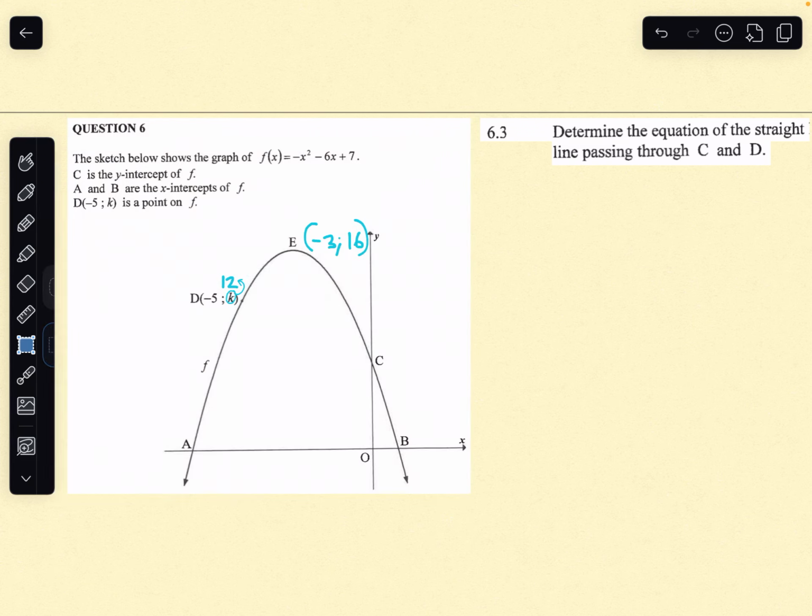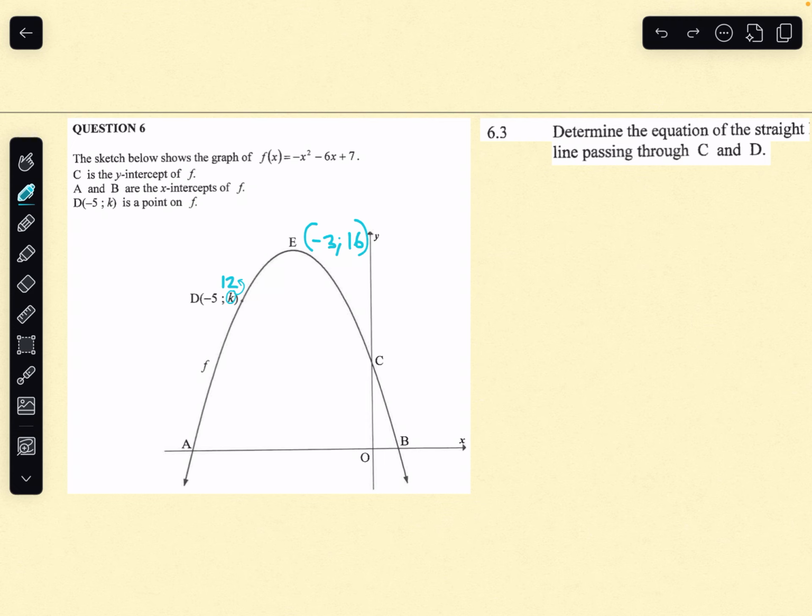So the next question says, determine the equation of the straight line passing through C and D. Okay, so we know the coordinates of D, coordinates of C, it is the y-intercept of f, and we have the equation of f, so we can easily find the coordinates of C. And then once we have that, we can work out the gradient of the line because we'll have the 2 points, and then we'll have the y-intercept of the line because that will be C. So then all is well. So let's do that.